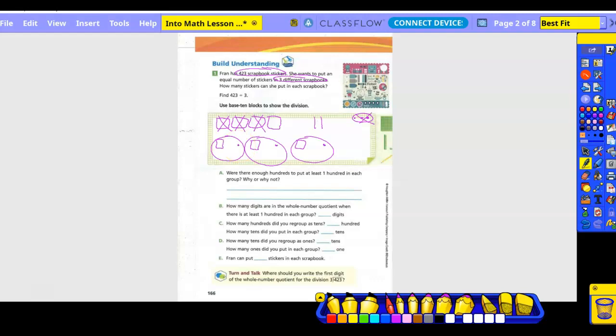Let's look at letter B. How many digits are in the whole number quotient when there is at least 100 in each group? So we're going to have how many place values? If we have 100 here, that gives us 3 place values, right? Or 3 digits.